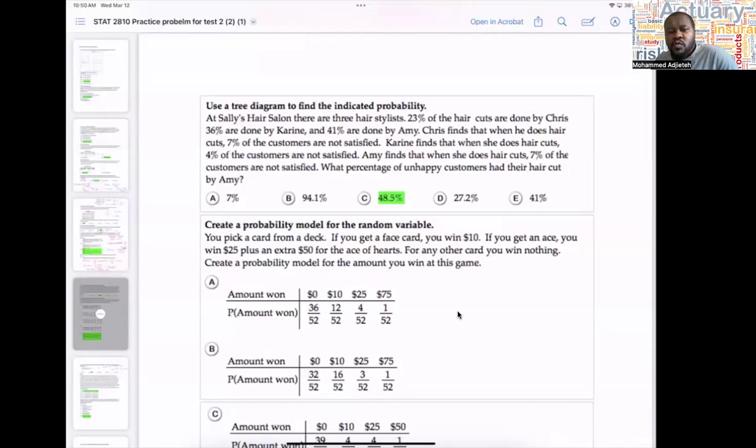Welcome to the continuation of test 2 review. We are going to continue from where we left off the other time.